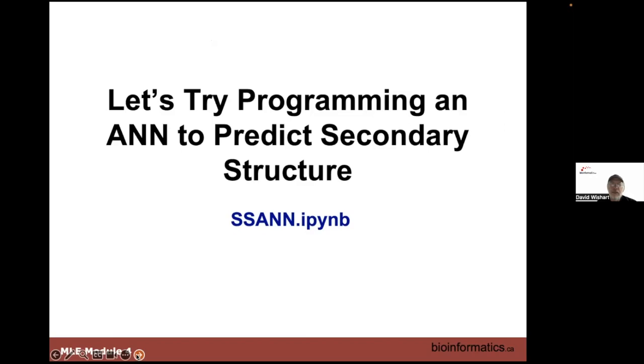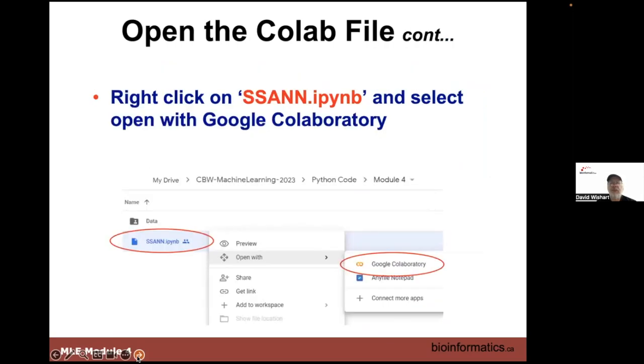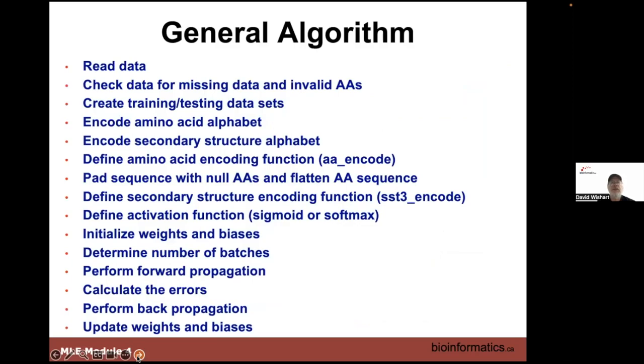And we can then start thinking about how we would program an artificial neural net. As we've done before for module 2, module 3, and module 4, we can go to our CBW machine learning, choose the module 4 data, and upload the secondary structure artificial neural net Python. There's also the R code. The general program is not unlike what we were doing for the neural net with the iris.